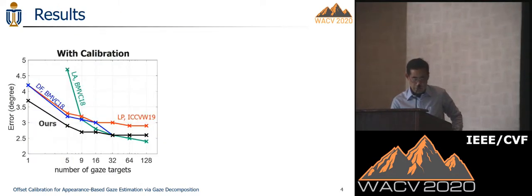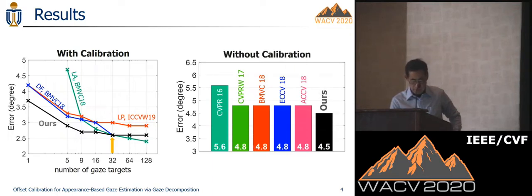This graph plots estimation accuracy versus the number of calibration targets. When the number of targets is small, our method outperforms all previous methods. Only linear adaptation, LA, shown in green here, exceeds ours, and only when the number of targets exceeds 32. In practice, few users would have the patience to look at this many gaze targets. Even without calibration, our technique results in state-of-the-art performance.